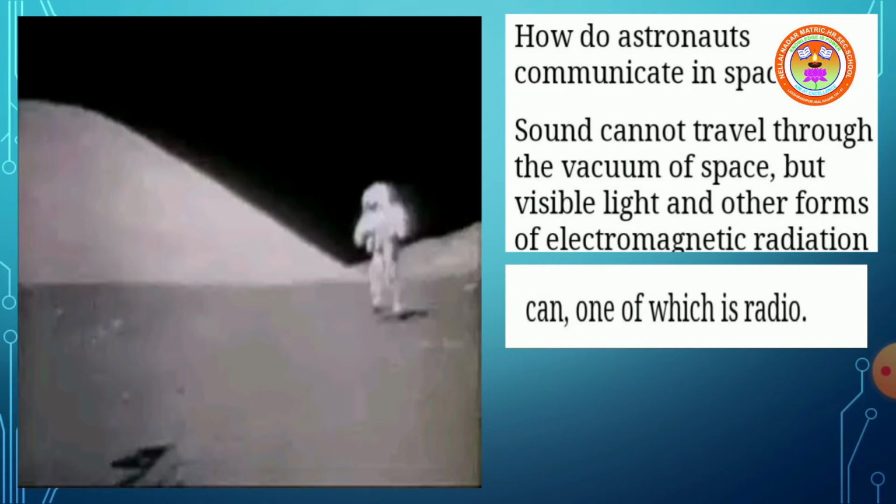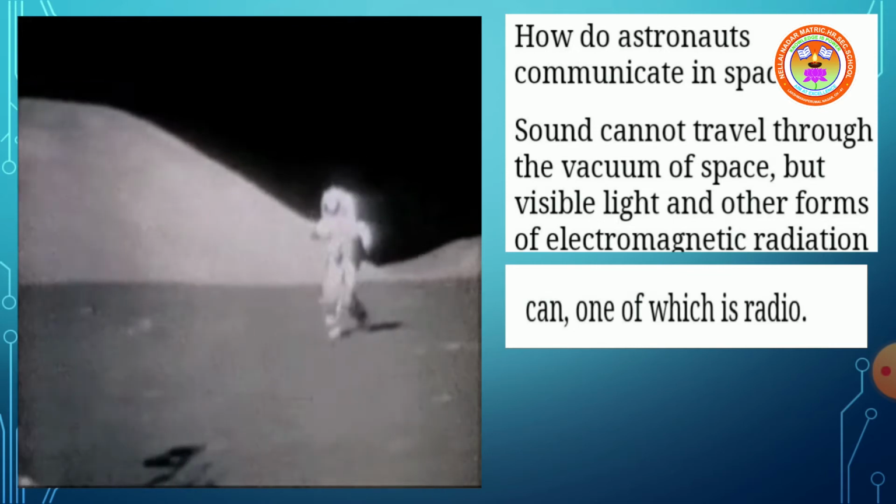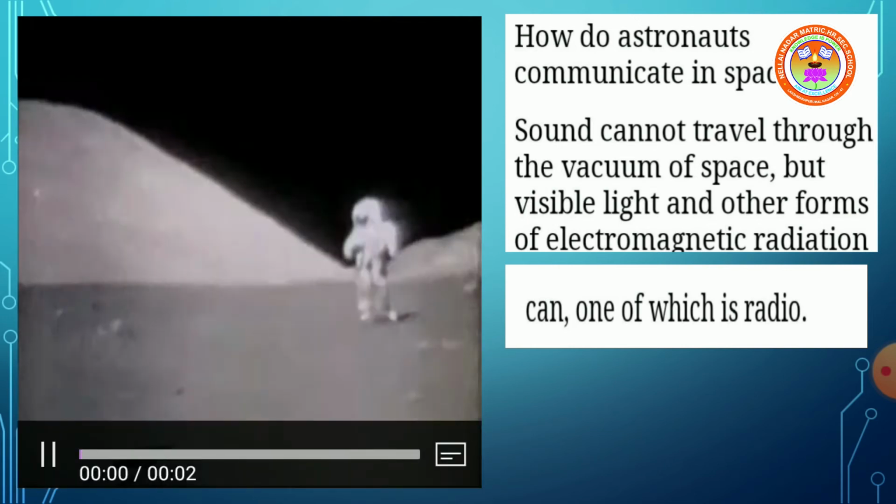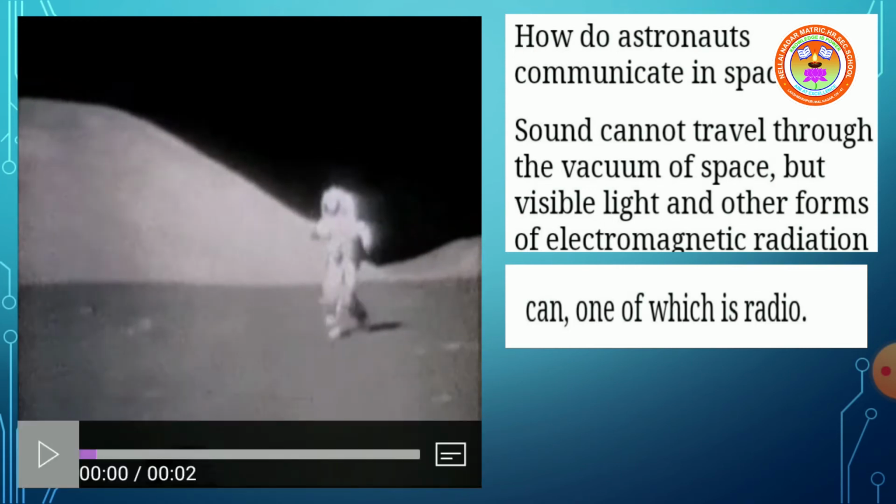How do astronauts communicate in space? Sound cannot travel through the vacuum of space. We know that, children, because sound needs a medium to travel. But visible light and other forms of electromagnetic radiation can, one of which is radio. How do astronauts communicate with each other? The astronauts have devices in their helmets which transfer the sound waves from their voices into radio waves and transmit it to the ground.